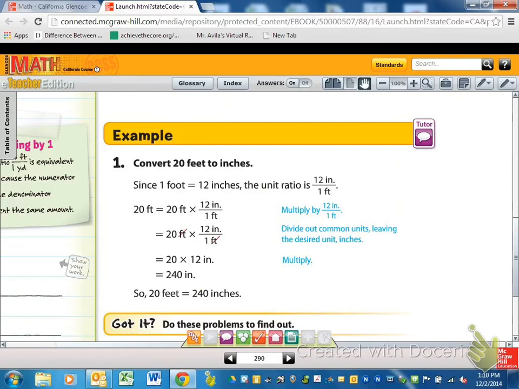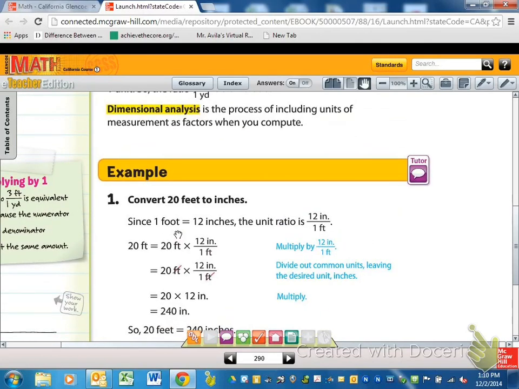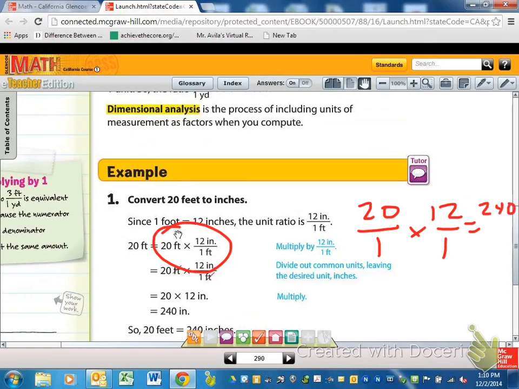So it's easy to just go 20 times 12, but they need to know how to put it as a ratio, because when they change it and go from a smaller unit to a larger unit, this is not going to work. So we have 20 times 12 over 1. So again, we're going to put our whole number over 1 and times this by 12 over 1. And then 20 times 12 is 240 over 1. And then 240 divided by 1 is just going to be 240. And that is how we get 240 inches.